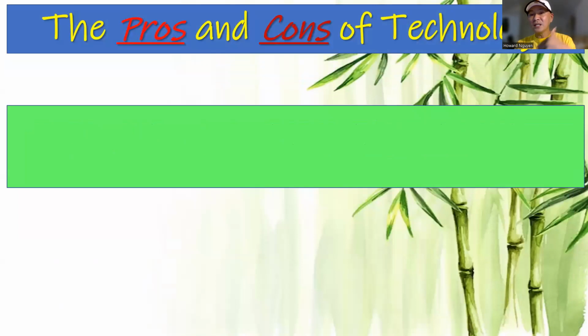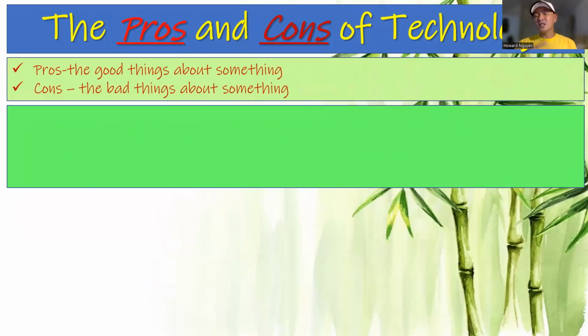So the pros and the cons of technology. Pros means the good things. Cons means the bad things. So think about it. What are the pros? What is the good about technology? What are the bad things about technology? The pros, good. The cons, which is bad. Think about the pros and the cons of technology.